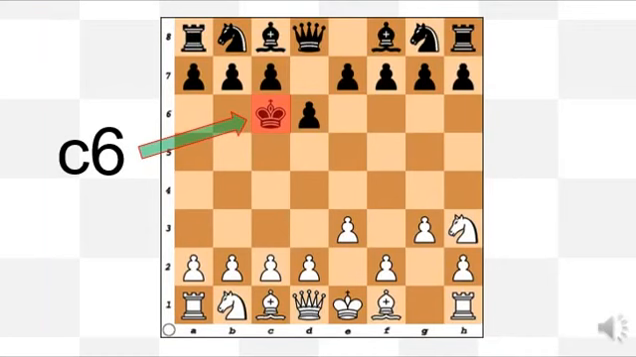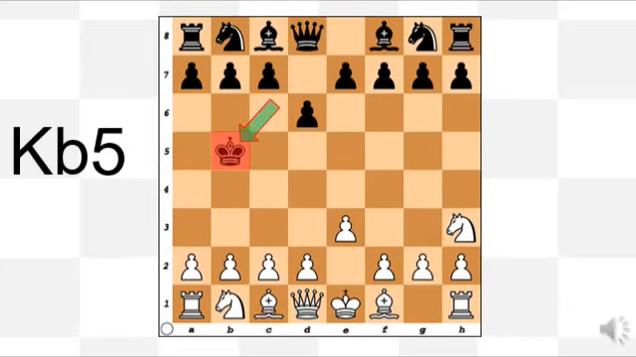For example, look at the black king currently located on square c6. Now if we were to move the king to square b5, it could be written as capital K, which is the king symbol, b5, which is the destination that it is being moved to.